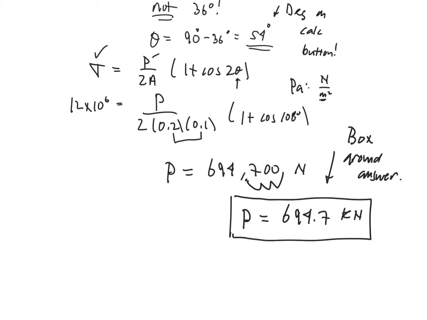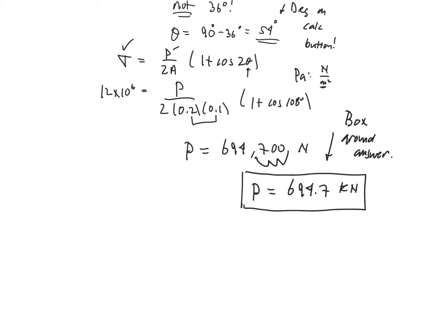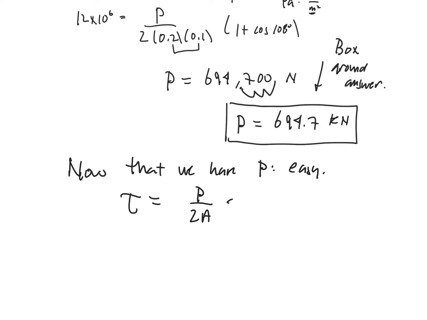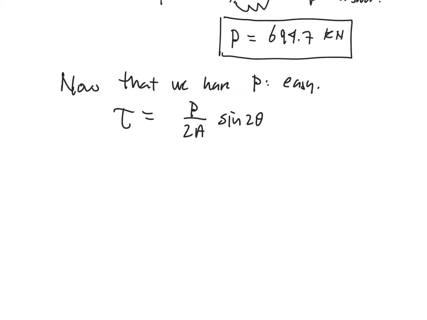And now that we've got P, of course, it's off to the races. Once we have P, it is very easy. The next expression is going to be the shear stress. So that's tau is P divided by 2A times the sine of 2 theta. And again, it's okay if you have to look that up. Don't feel any embarrassment about that.